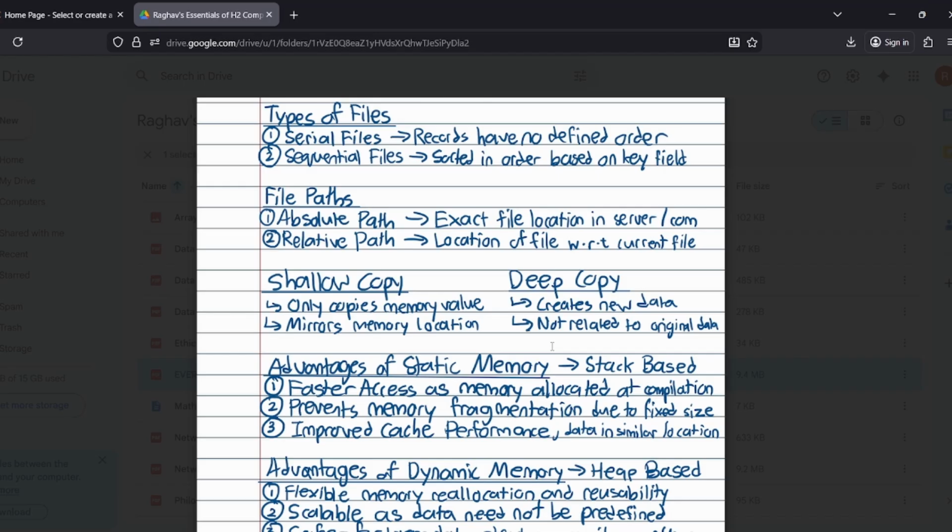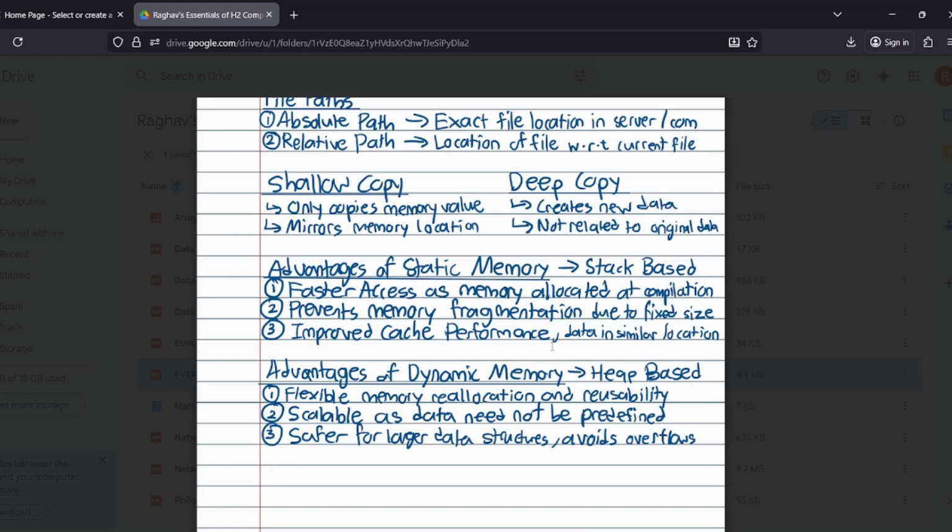But if I deep copy it, it means I literally copy everything from his file, which means even if he changes it, mine doesn't get changed. It's a different file, not a mirror of his file. That's the difference.